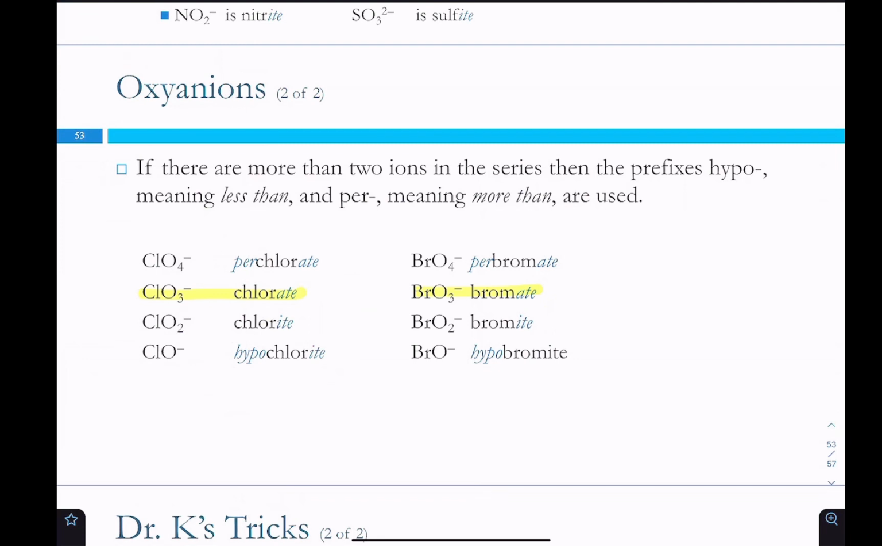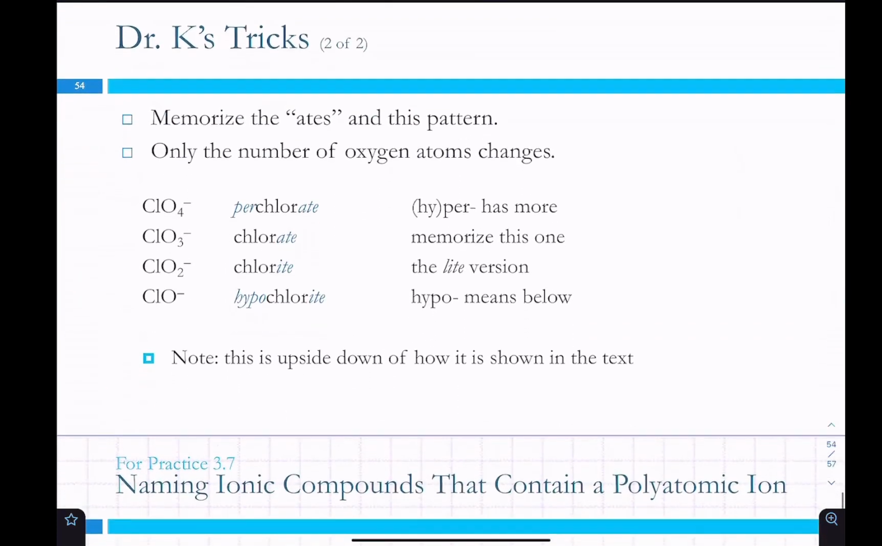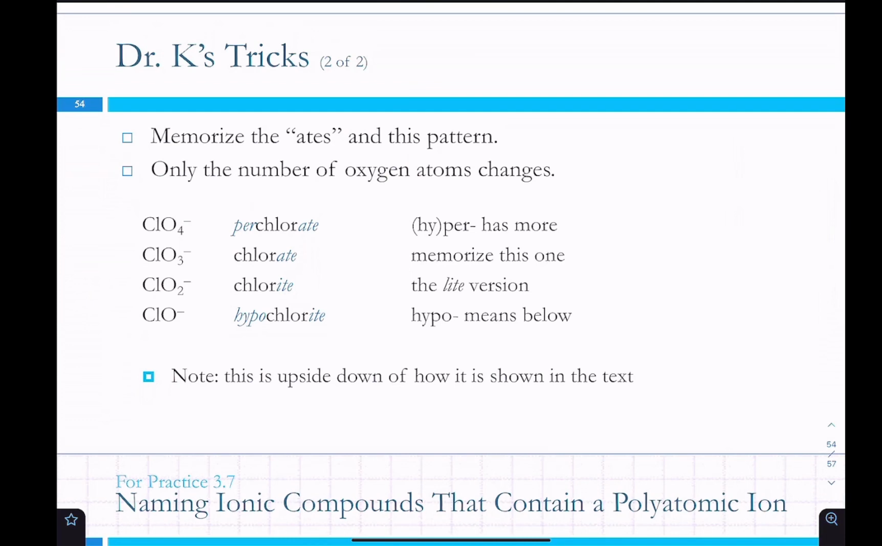And you want to note that all of these have the same charge. So the charge doesn't change, which is really convenient for memorizing them. Dr. K's tricks: you can memorize the ATEs, again, like I was saying, and then memorize this pattern.